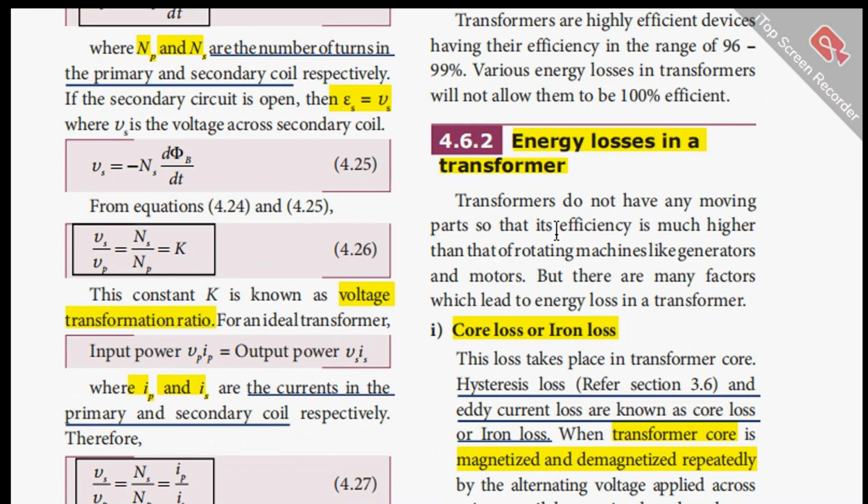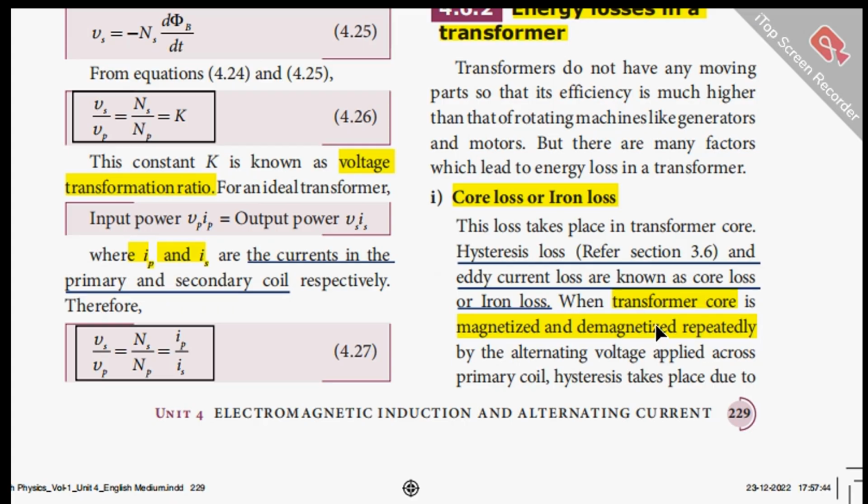Transformers do not have any moving parts, so their efficiency is much higher than that of rotating machines like generators and motors. But there are many factors which lead to energy loss in a transformer. Now let us study them one by one.